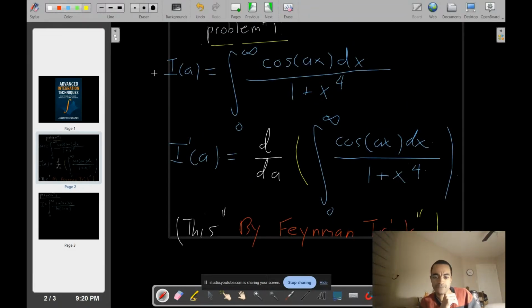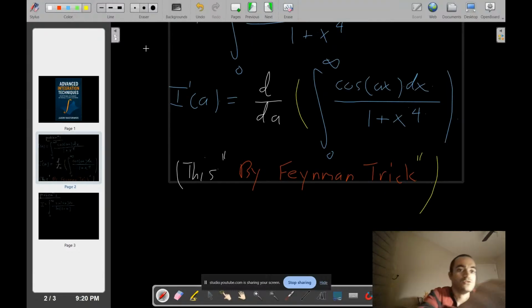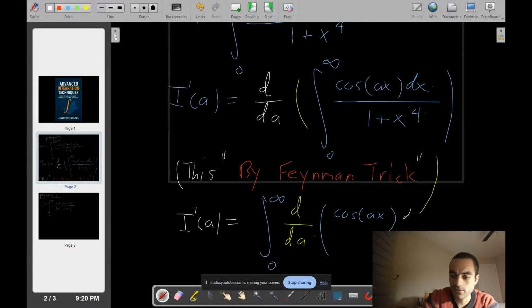That'll be handy. Okay. All right, so we've got the I prime of A. Then what we're going to do is just move this inside. I prime of A is going to be equal to the integral from 0 to infinity. I'm going to say d by dA inside of my integral here. It's just differentiating under the integral sign, of cosine of ax dx. I'll put a dx outside here somewhere, doesn't matter. dx all over 1 plus x to the 4.